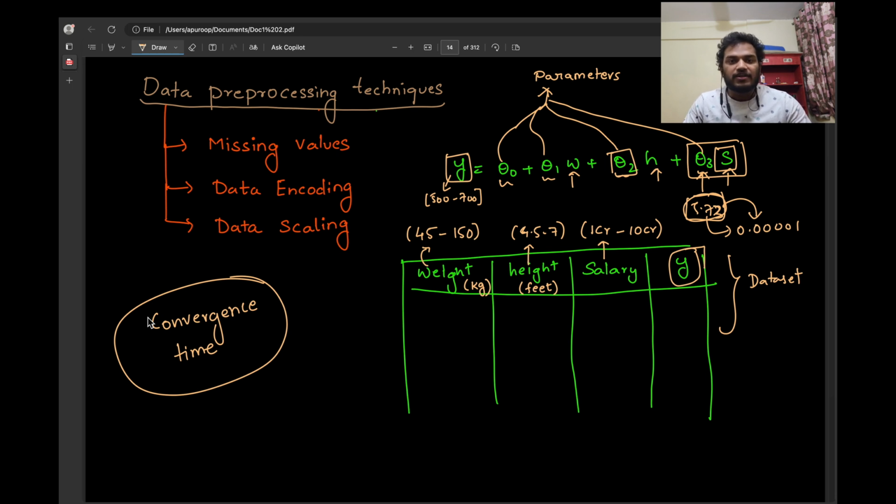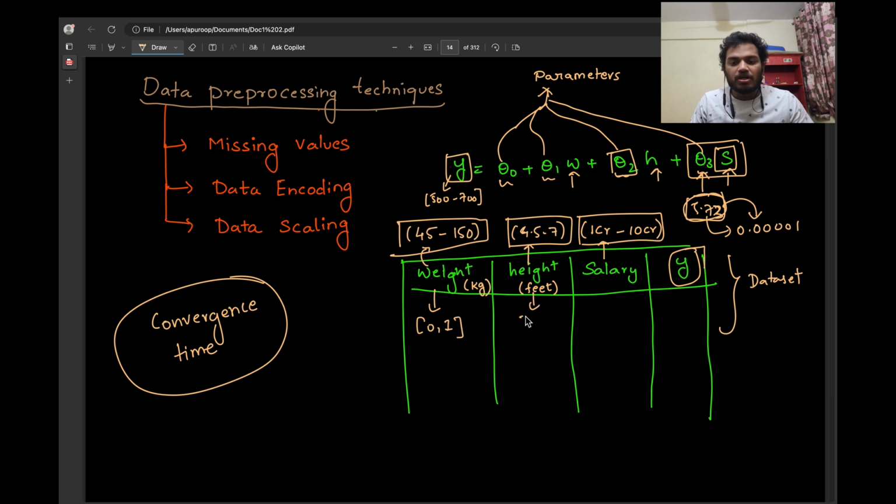So that's why, in order to reduce this convergence time, we'll try to make all of these weight, height, and salary into the same scale. So if you are trying to make them into the same scale, let's say for suppose we are trying to make all of these into 0 to 1 scale. So weight is now in 0 to 1 scale, height is in 0 to 1 scale, and similarly salary is also in 0 to 1 scale.